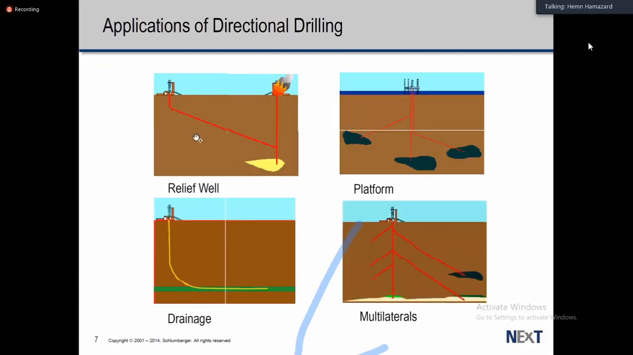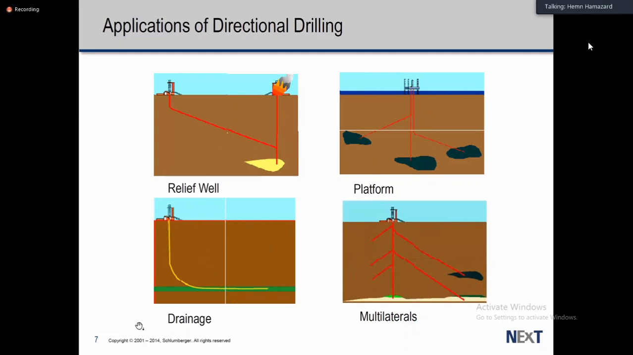Or for some relief wells, or if you have a platform, this is a sea platform. It's a super expensive drilling operation in here. Once you set up the platform, you want to drill the maximum number of holes on the same platform prior to moving it.